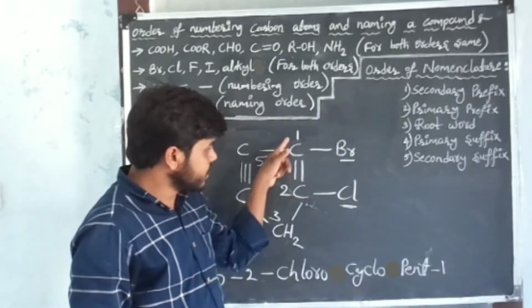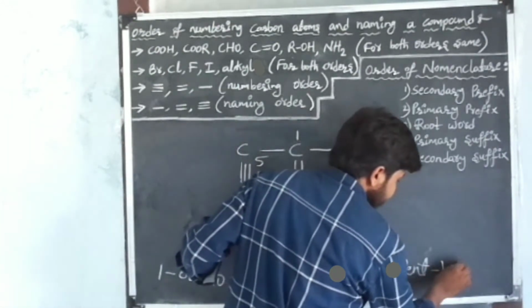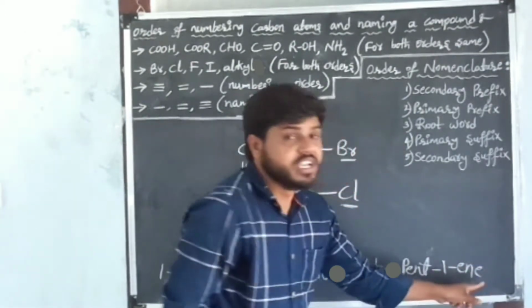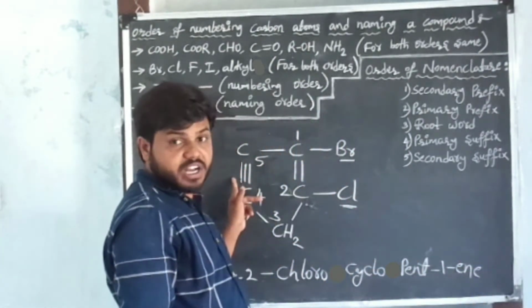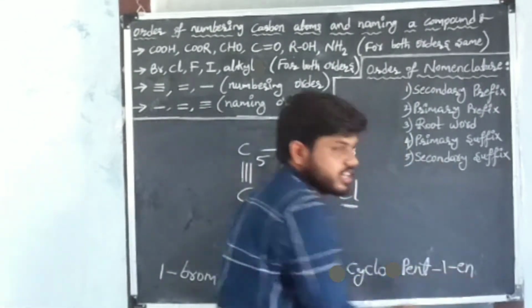After writing the position of the double bond, write the suffix of the double bond. The suffix of the double bond is en. I am not taking the e, because in the given carbon compound a triple bond is also there. That's why I am not taking this e. I am writing just en.